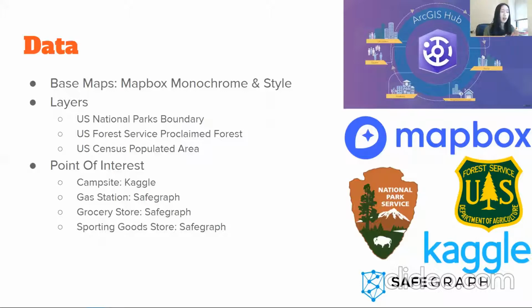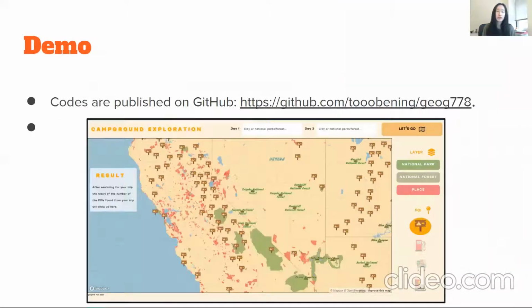And the other types of points of interest, like the gas stations, grocery stores, and sporting goods stores, are from the company SafeGraph, which I'm grateful for, co-working with the geospatial data science lab led by Professor Song at my university. They co-work and provide us many useful location data. I really appreciate that. As for the demonstration, I can show it later. And my code is all published on GitHub, so you can check it if you want.